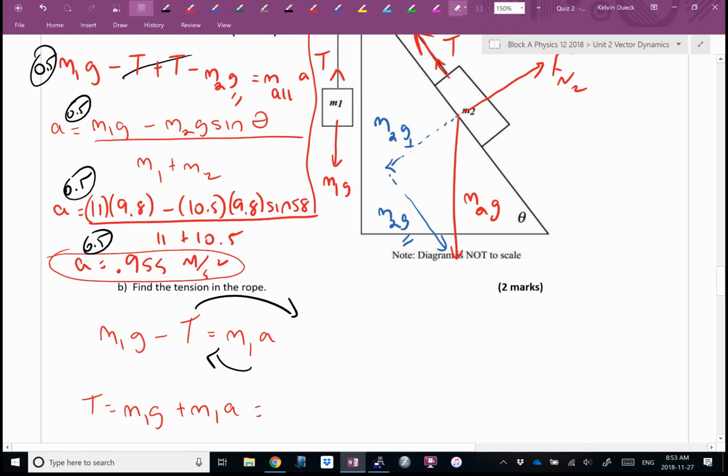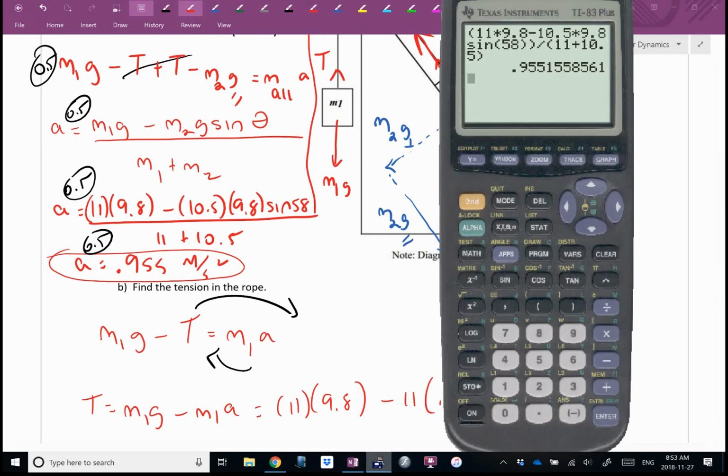No, 11, Mr. Dueck. 11 times 9.8. Sorry? It is minus. You're right. I'm slumping here. 11 times 9.8 minus 11 times 0.955, although I'm going to use my answer button here. It's going to be 11 times 9.8 minus 11 times answer button. Do you all get a tension of 97.3 newtons? People nodding? Okay.